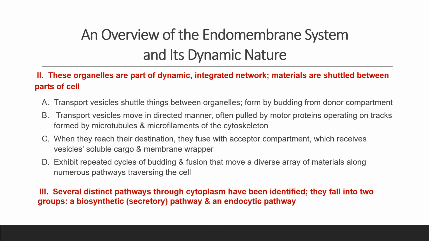So transport vesicles move in a directed manner, often pulled by motor proteins operating on tracks formed by microtubules and microfilaments of the cytoskeleton. When they reach their destination, they fuse with an acceptor compartment, which receives vesicles, soluble cargo, and membrane wrapper. So they exhibit repeated cycles of budding and fusion that move a diverse array of materials along the numerous pathways traversing the cell.